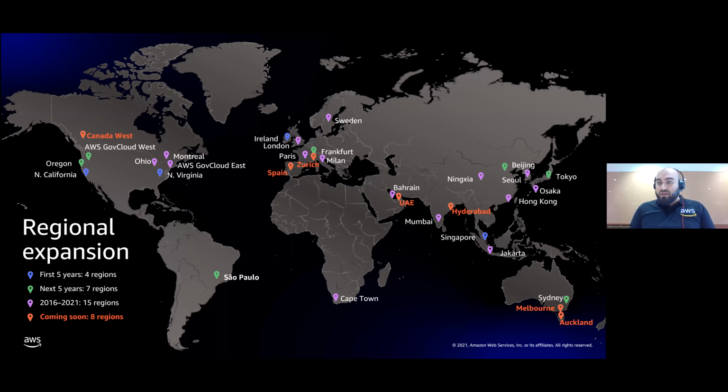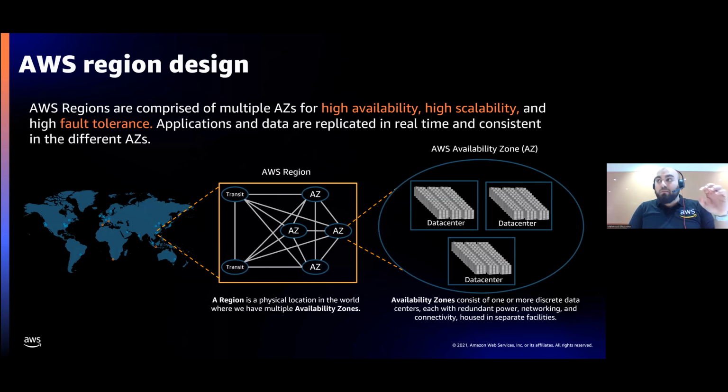So globally, you have 26 regions. Each one of these regions will operate within the physical borders of one country. So let's talk about the nearest one we have, let's say in Bahrain, or the one that will open in the UAE. Each one of these regions will have inside it multiple availability zones.